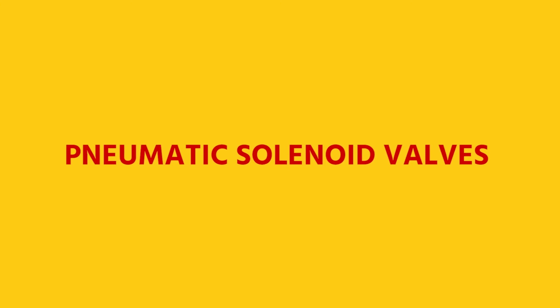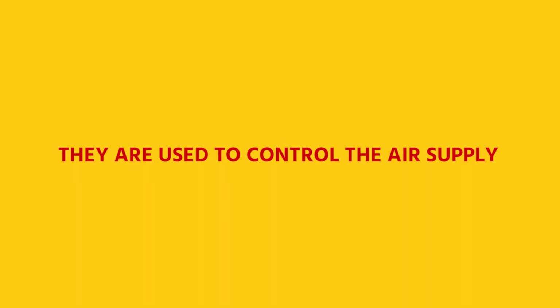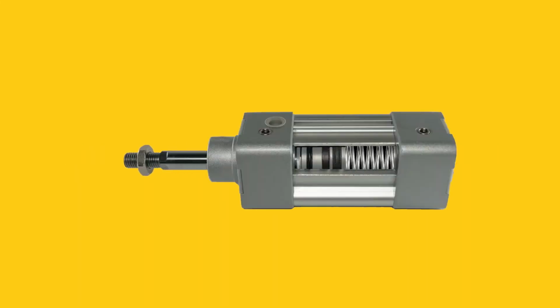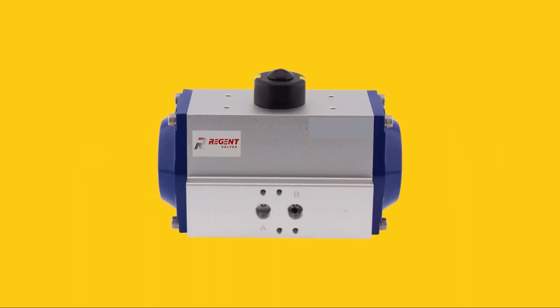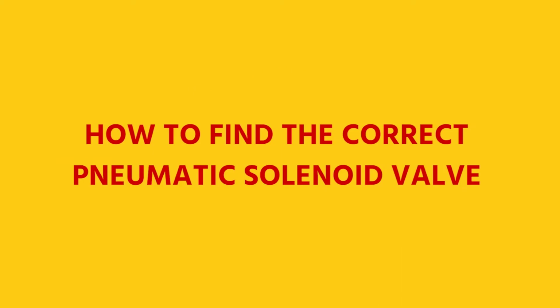Pneumatic solenoid valves are one of the most common elements in pneumatic systems. They are used to control air supply to cylinders, grippers, or valve actuators. In this video, we explain how to find the correct pneumatic solenoid valve for your application.